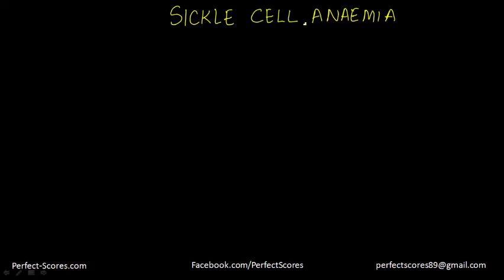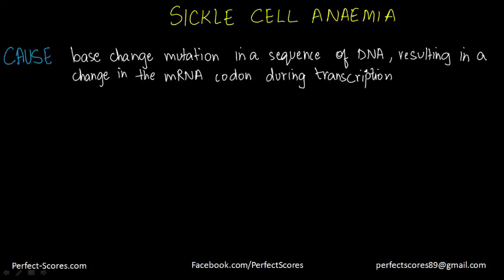So far what we've done in genetics is definition of some common words and terms like genes, alleles, genomes, and gene mutation. So we are going to start off with a disease that is sickle cell anemia. Now the cause of sickle cell anemia is a base substitution mutation. So this is the cause. There is a base change mutation in a sequence of the DNA.